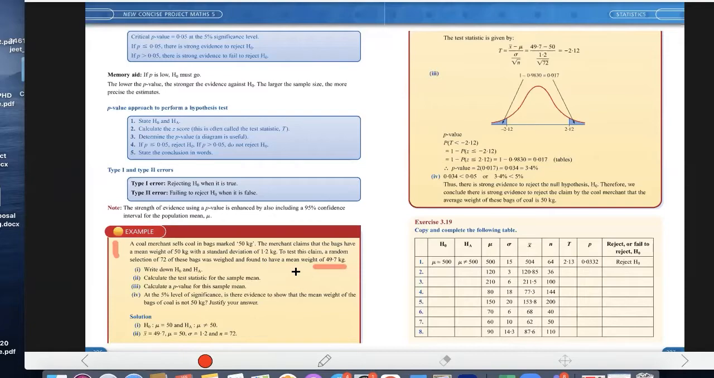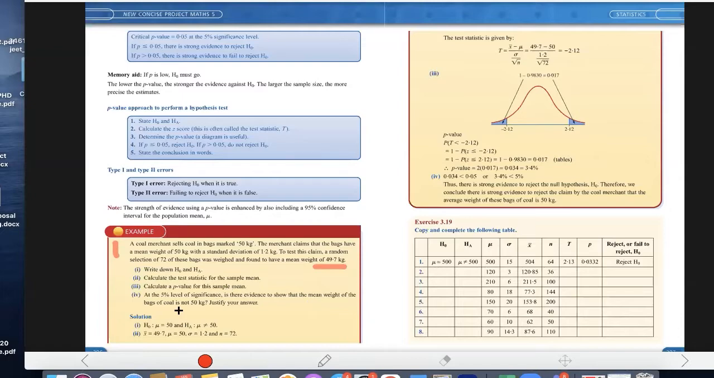Write down H0 and HA. Calculate the test statistic for the sample mean. So you can see we're on about means again. Calculate a p-value for this sample mean. And at the 5% level of significance, is there evidence to show that the mean weight of the bags of coal is not 50 kg?